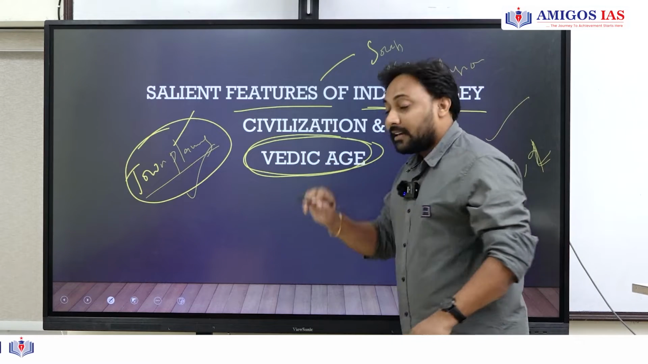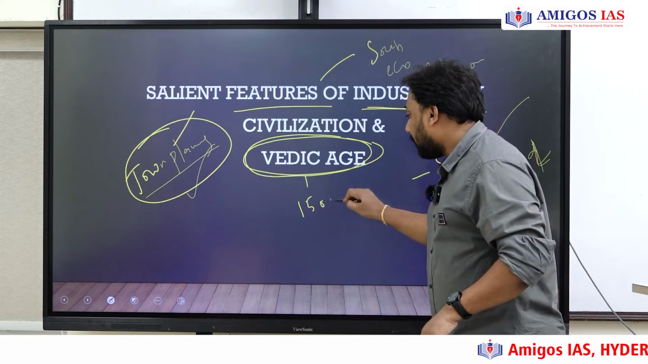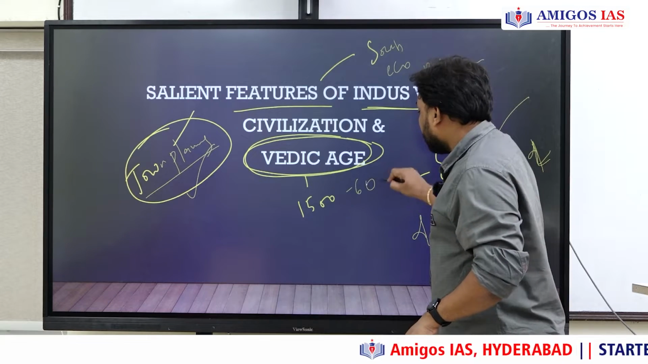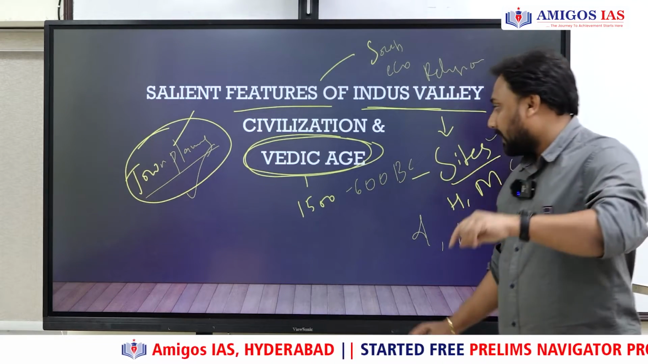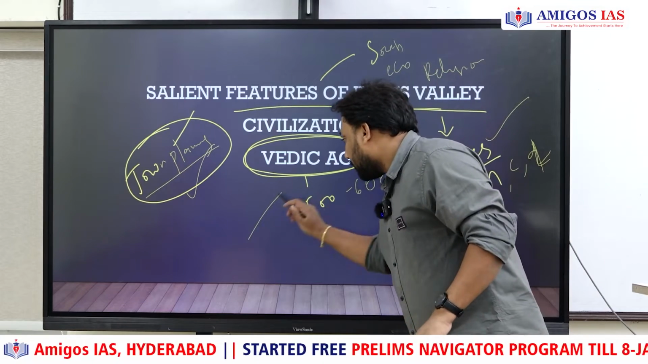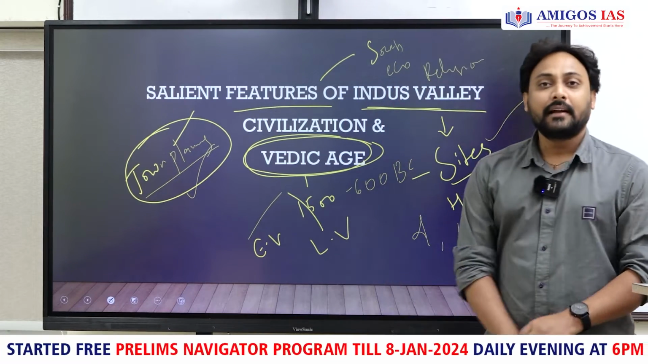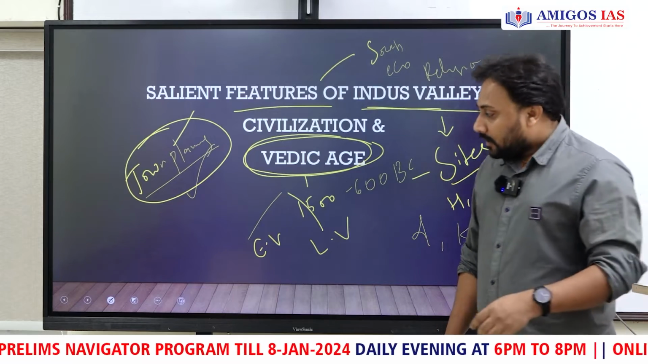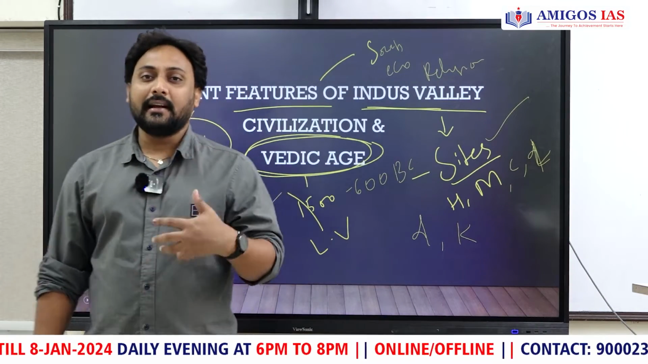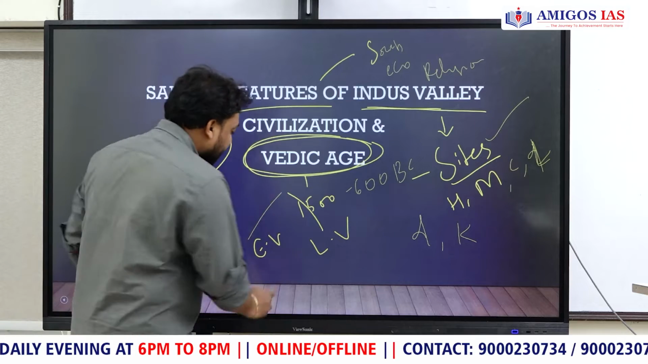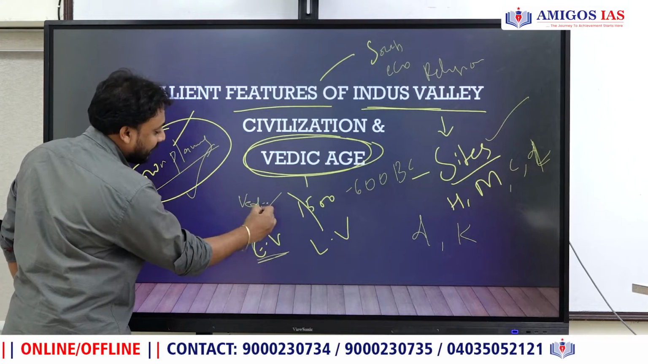Now, the Vedic age is the second civilization in India, from 1500 BC to 600 BC. In this Vedic age, as you all know, there are the early Vedic age and the later Vedic period. What are the salient features, and how can questions be asked on the early and later Vedic period, the Rigvedic period? Here the most important part is Vedic literature.